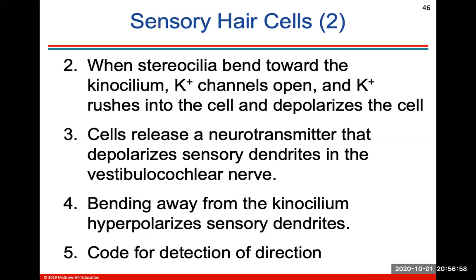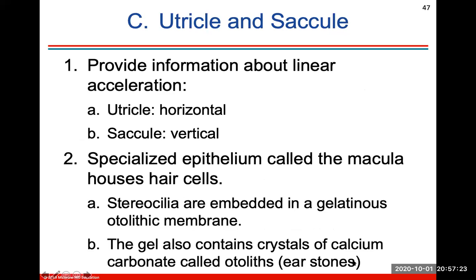So this kind of takes you through how that occurs when stereocilia bend. Potassium channels open and potassium rushes into the cell, depolarizes it, and the cells will release a neurotransmitter that depolarizes the sensory dendrites. Bending away from the kinocilium hyperpolarizes sensory dendrites, and this becomes a code for detection of direction.